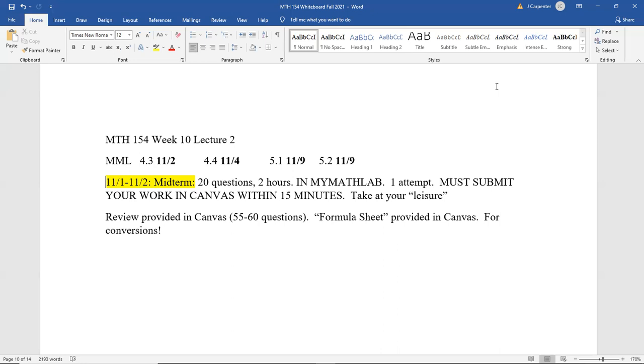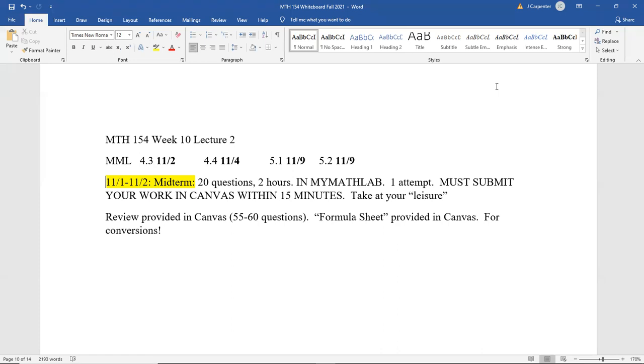20 questions, 2 hours. That's one attempt only. Once you open the midterm, you cannot close it and come back to it. It is not like a regular homework assignment in that manner. You want to make sure that you're showing all your work on scrap paper. You want to make sure your name is on each piece of paper. You want to make sure that your work is numbered and neat. And then you will make sure that you submit it in Canvas within 15 minutes.